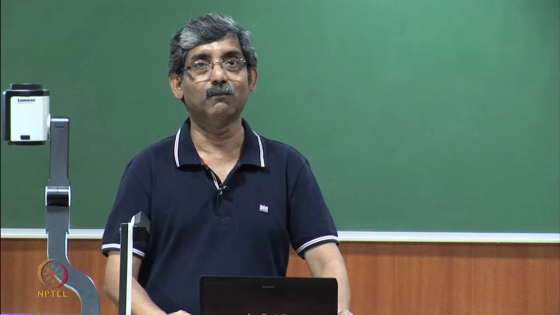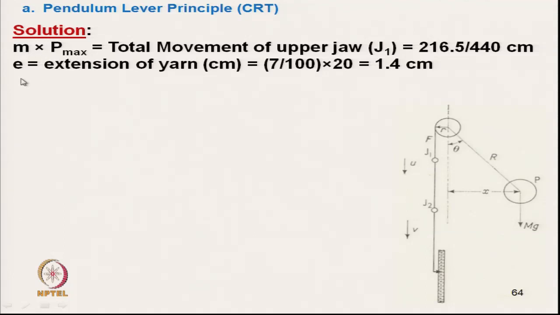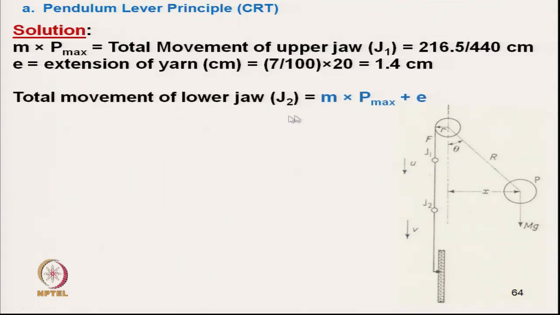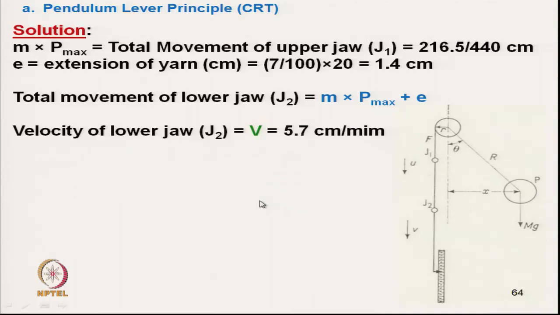Then if we add m P max plus E, it gives the total movement of the bottom jaw. So, the total movement of the lower jaw J2 will be m multiplied by P max, this is the movement of the upper jaw, plus the extension of the material. And the velocity of the lower jaw is known, 5.7 centimeter per minute, and then we can calculate the time to break.